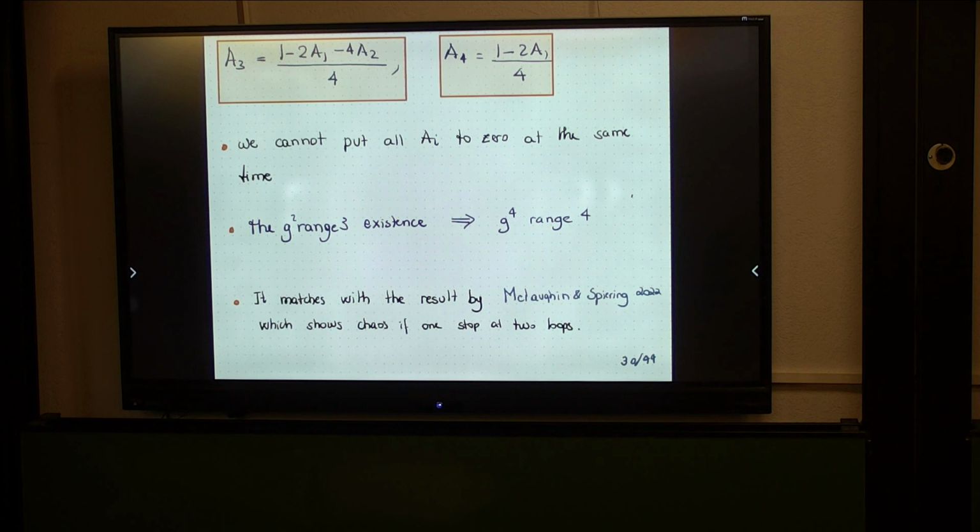And this is nice, it matches with the result by Tristan McLoughlin and Anne Spiering from last year, where they took the N=4 SU(2) sector up to 2 loops and tried to study it, and they discovered there was chaos. If they assumed that was all the story, they found that the model was not integrable. I think it's nice that it just matches with the result.